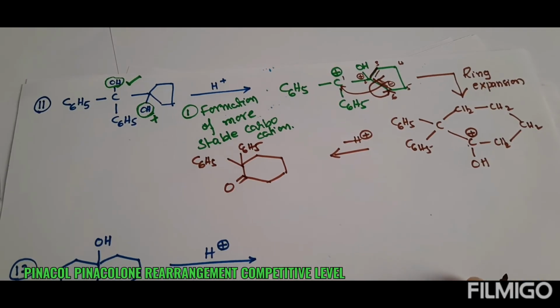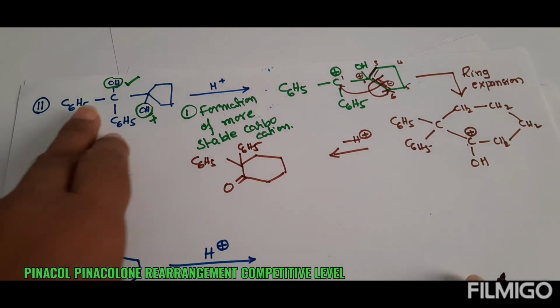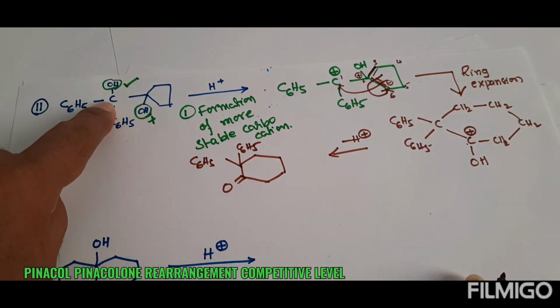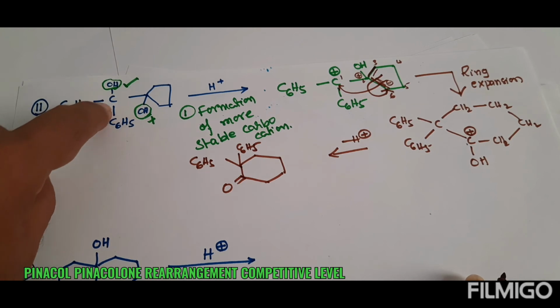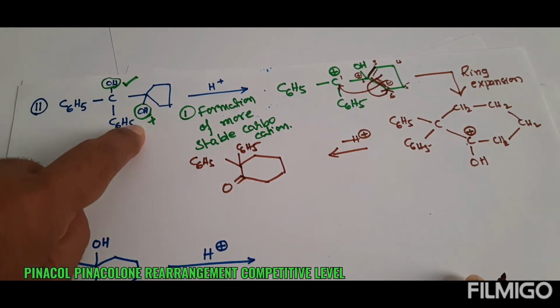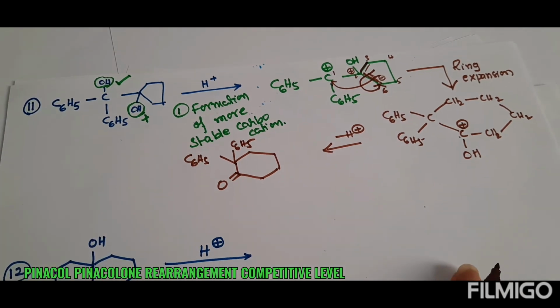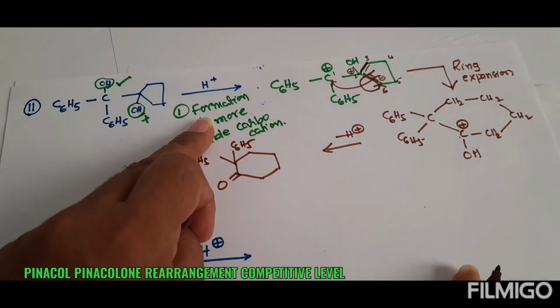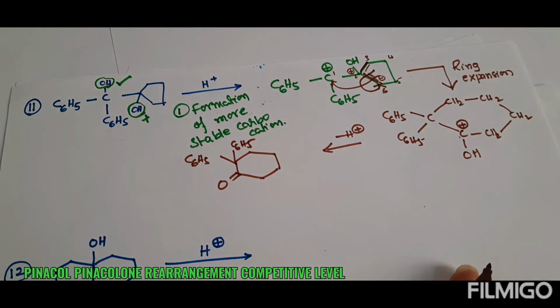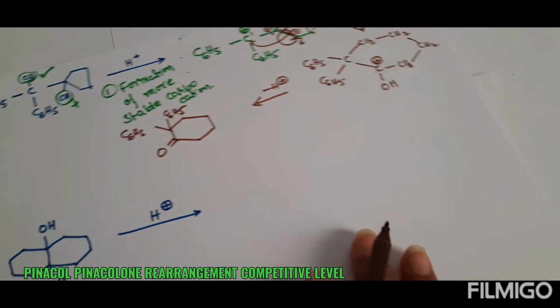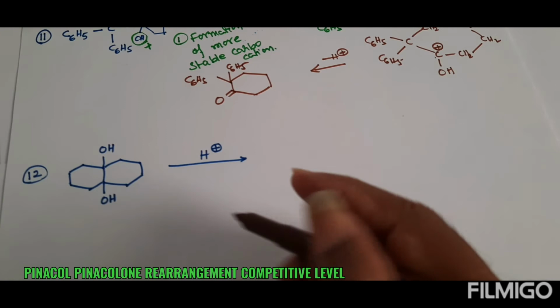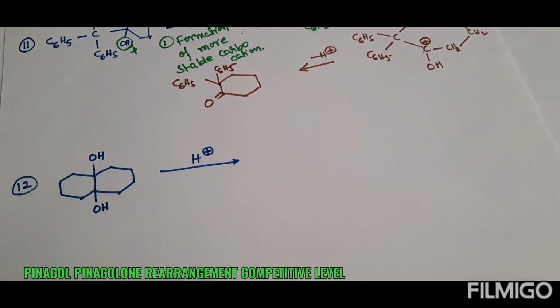So students have to remember, I am repeating: when two different carbons have the OH groups, the key point is the formation of the more stable carbocation. Once the carbocation forms, the reaction will run comfortably because of your experience in the different examples. Come to this point, H plus.